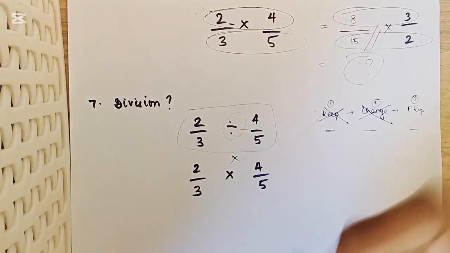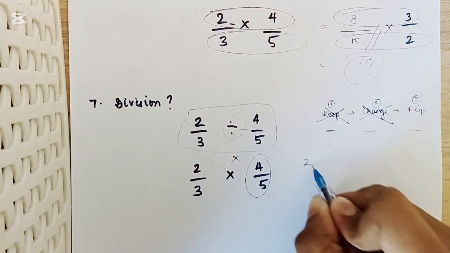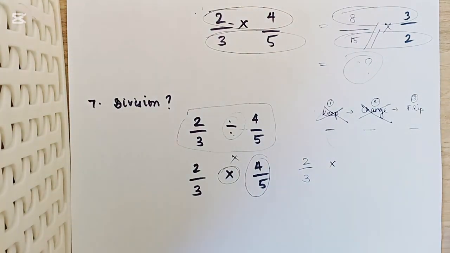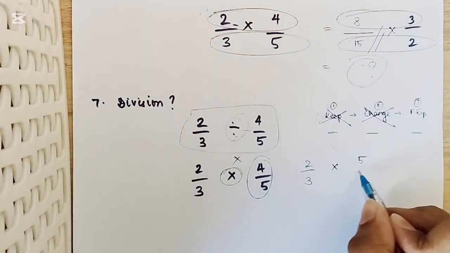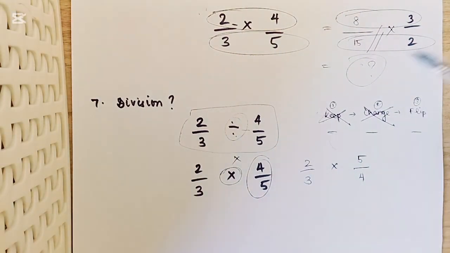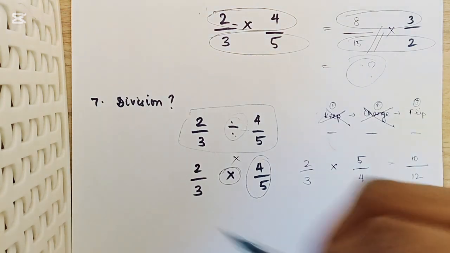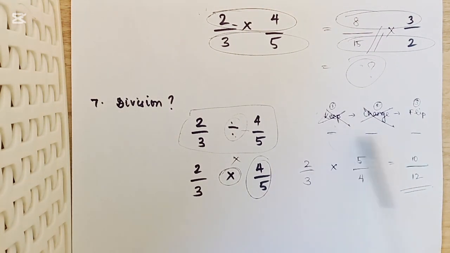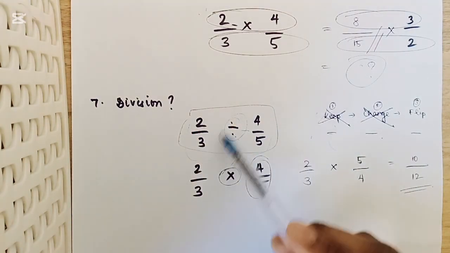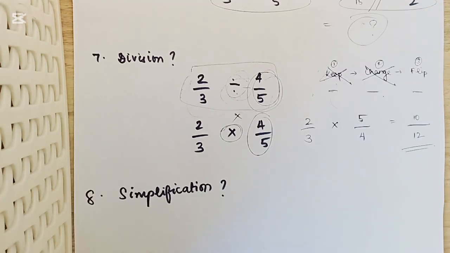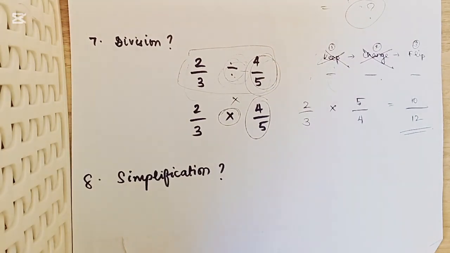And the final step is flip. What I mean by flip is to flip this fraction. That means 2 by 3 into, so this is keeping and then we changed and now flipping. Flipping means the 4 by 5 will be 5 by 4. And then just like before we multiply. So 2 5s are 10 and 4 threes are 12. So this is how you do the division of fractions. This is the keyword. Keep, change and flip. Keep the question as it is, change the sign and then flip the fraction. And then do the multiplication.